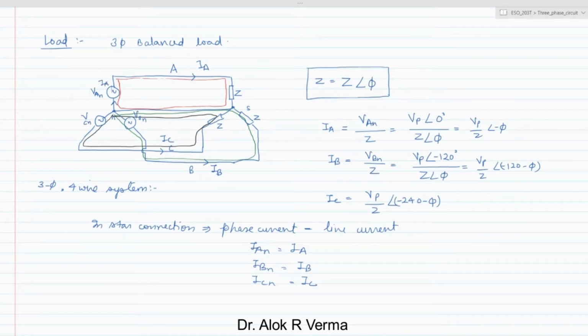IAN is the current which is flowing here, which is the same as the phase current. So line current and phase currents are the same.